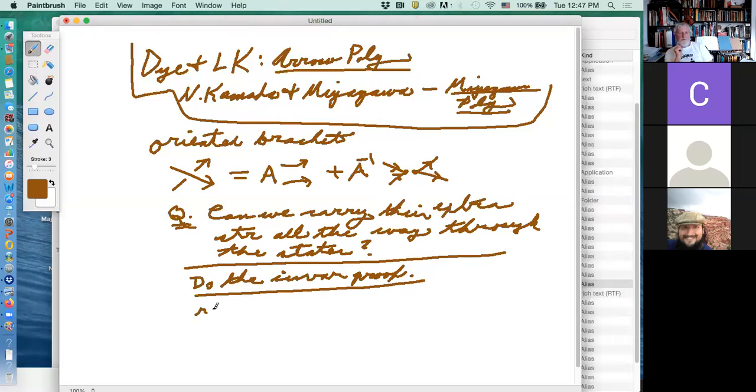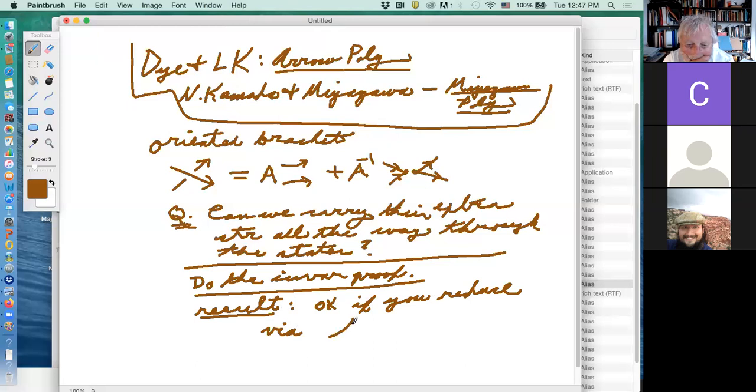The result is that everything is okay if you reduce via cancellation of these little cusps in pairs on the same side of the line. Now, of course, that doesn't depend on the order. Could be the other order, go out and then in, or in and then out. But these, of course, both go in, and these both go out, and they're on the same side of the line. Cusps can be on the opposite side of the line, and we don't need to cancel them.